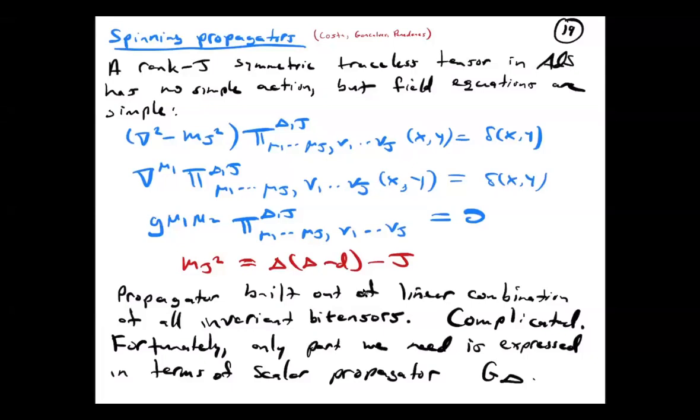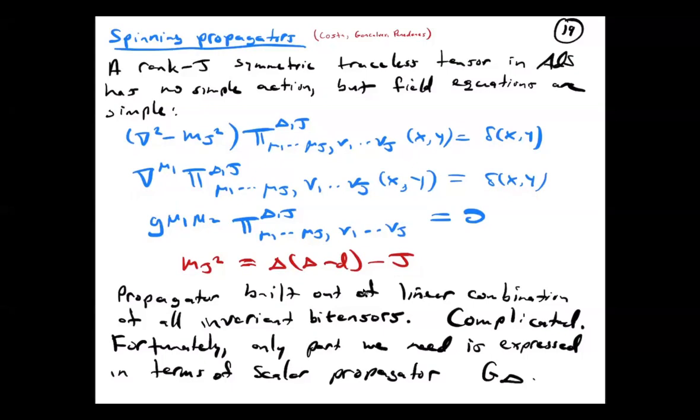But the equations of motion are simple. It's just the wave equation with some sort of delta function source. I'm reading schematically here; I'm not writing out indices from the right hand side. And these are divergence free, with some source, and traceless. And the mass of the field is related to the dimension and the spin.